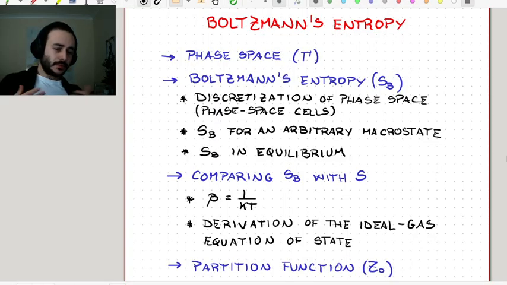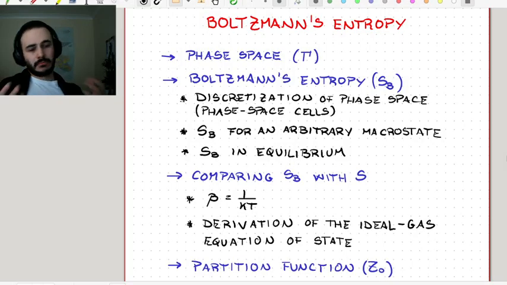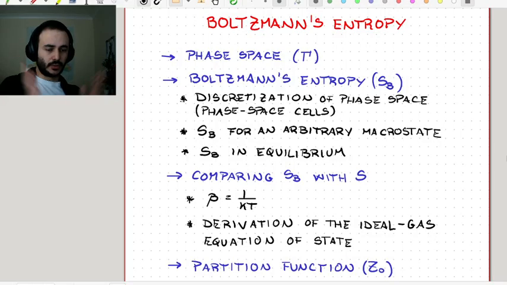So we are going to define what a macro state of this statistical mechanical system looks like, and we are going to calculate the statistical entropy for an arbitrary macro state. It doesn't have to be a macro state of thermal equilibrium in general. And then we are going to specifically go to the equilibrium limit, so to the case of thermal equilibrium, and we are going to see what the Boltzmann entropy expression explicitly looks like in equilibrium.